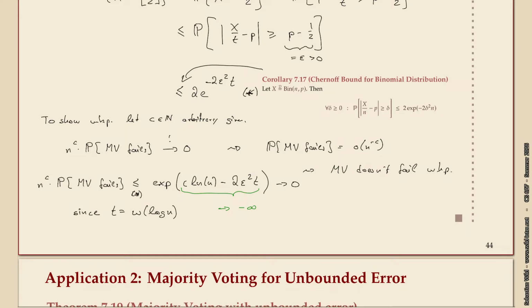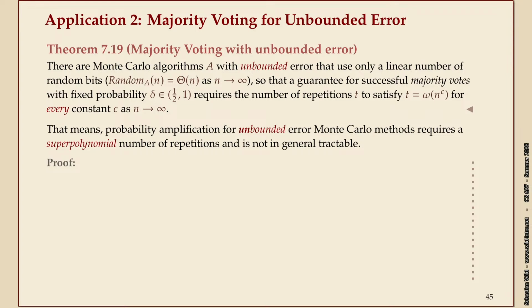Okay. This was nice. To finish off this part about majority voting, let's drive home the point that really unbounded error is pretty much different. So the formal statement here says, okay, you can still do majority vote, of course, but there is an example where you have an unbounded error Monte Carlo algorithm that even has a restriction. It uses a linear number of bits. It could use polynomially many, but here, say, it only uses a linear number.